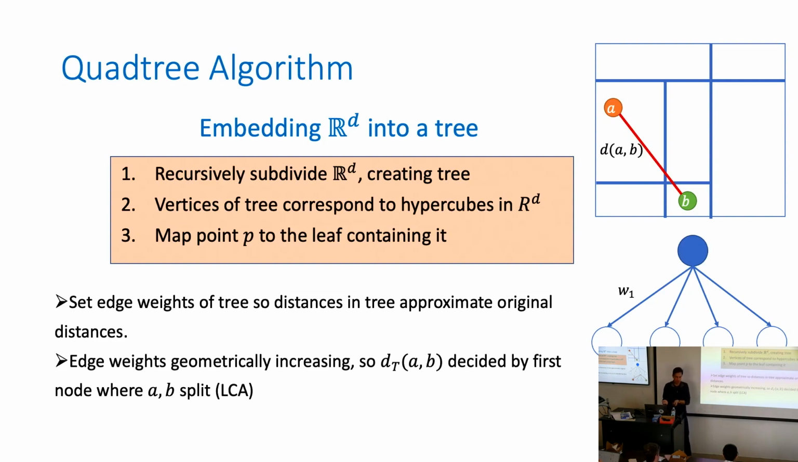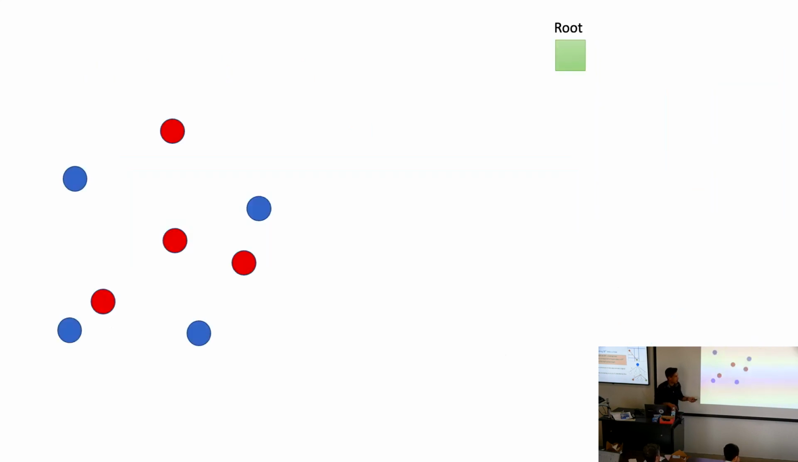So for practical purposes, that means that if you just care about, let's say, roughly what the distance is, what matters is the first point in the tree where you split. That's going to dominate the distance. So the picture is like this.